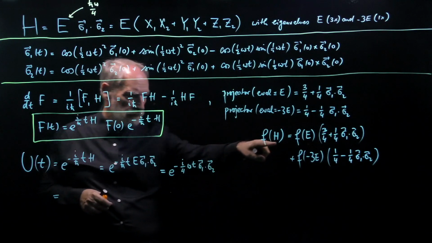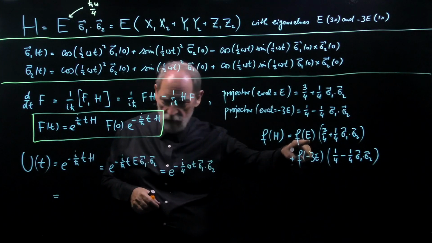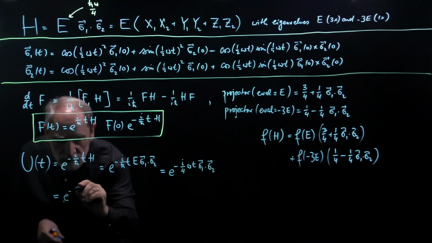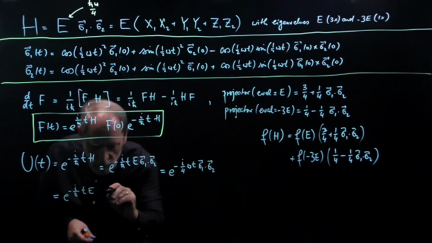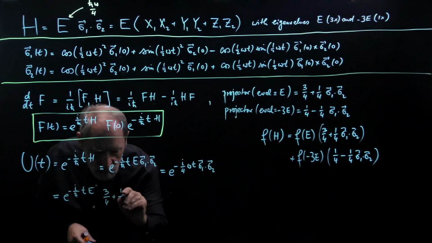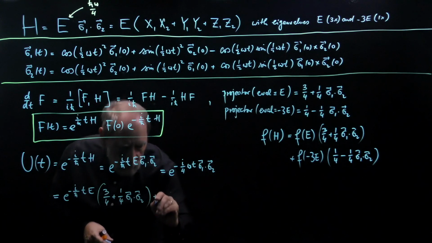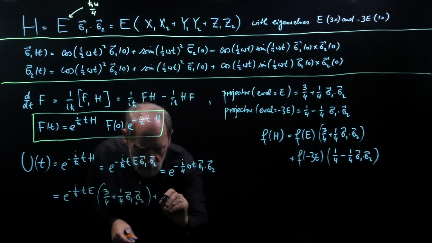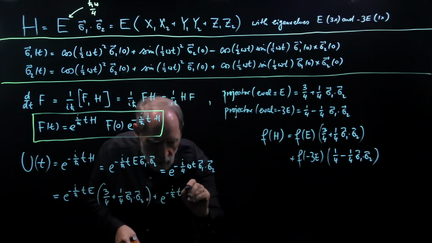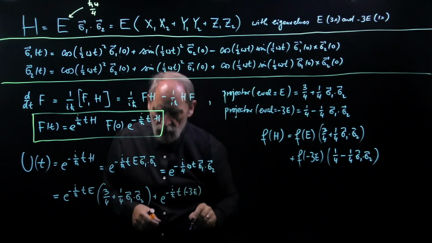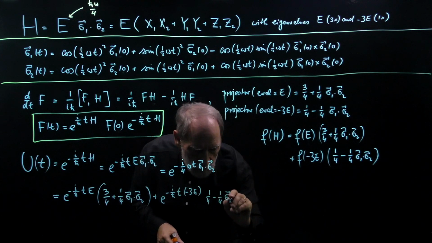So first of all, what is the value of this function when the eigenvalue is e? So that is e to the minus i divided by h bar t e. And that's going to be multiplied by 3/4 plus 1/4 of sigma 1 dot sigma 2. And then the other case is e to the minus i divided by h bar t, eigenvalue minus 3e, and then 1/4 minus 1/4 sigma 1 dot sigma 2.